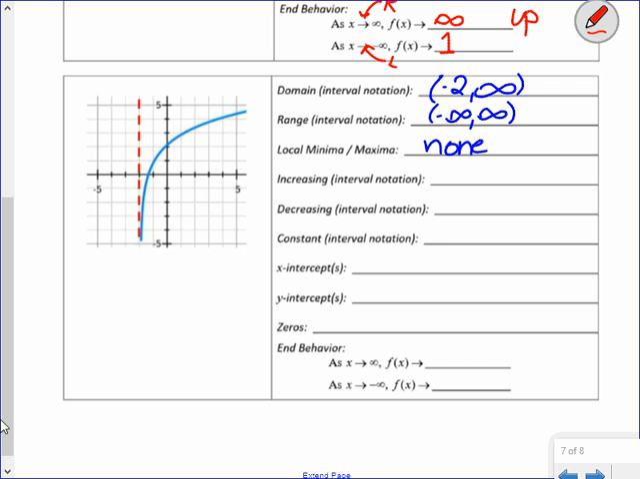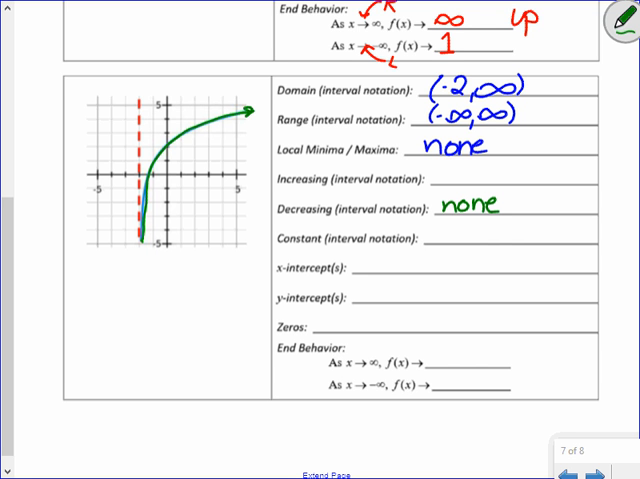Alright, the increasing interval. So if you guys look at the graph, if I trace the entire graph, the entire graph is rising. If you guys are tracing the graph from left to right, there's no point on the graph where you would go down. We always trace or draw or write our graphs from left to right. So as we trace it from left to right, we're just always going up. There's no going down. So we're going to have no interval of decreasing. We're only going to have an interval of increasing.